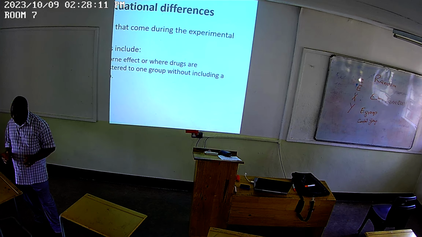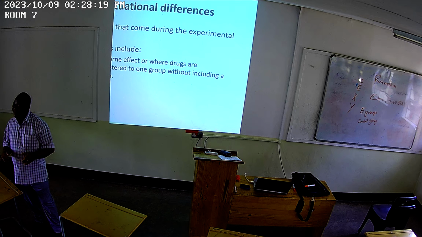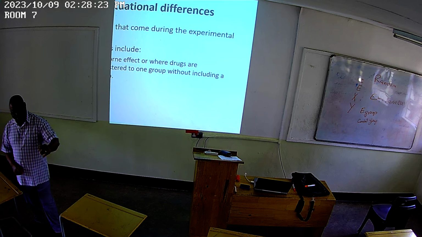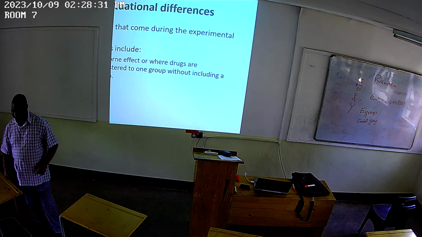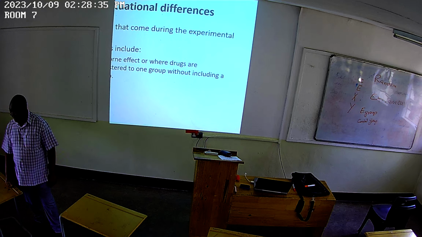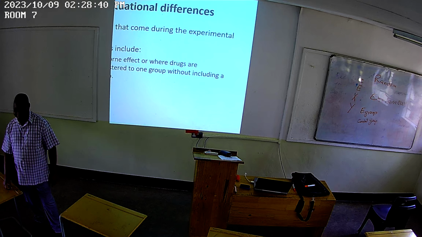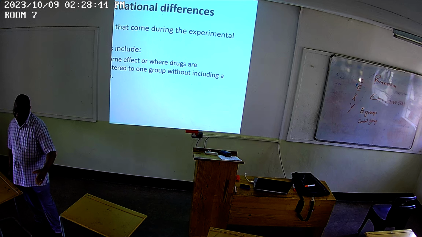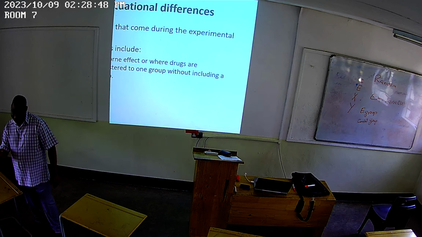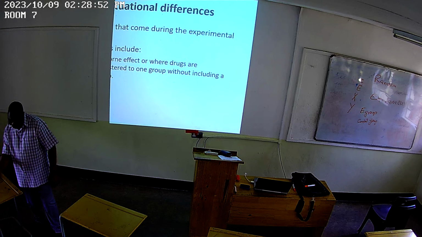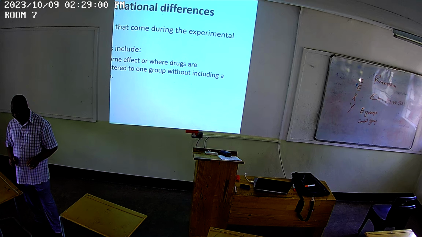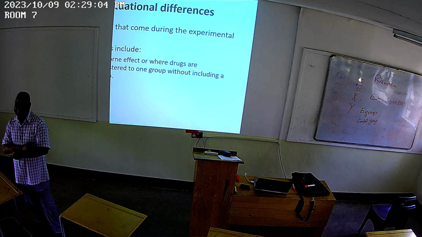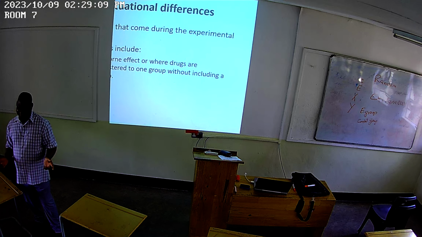So the doctors use what we call a placebo. It looks very much like the real drug, but doesn't have any active compound. So in the experimental group, you will be administering the drug. In the control group, you will be giving them the substance without the compound, which is called a placebo, as a way of controlling the situation. Placebo.